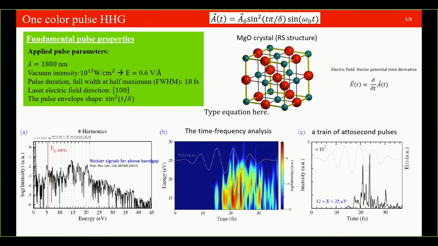Okay, let me start with one color pulse HHG. Here I will summarize the fundamental pulse properties, which has a wavelength of 1.8 micron, and an electric field of 0.6 volt per angstrom. The pulse duration is 18 femtosecond, and the pulse polarization is along the 100 direction of the MgO crystal.